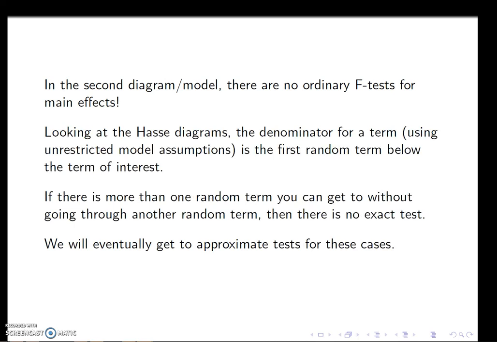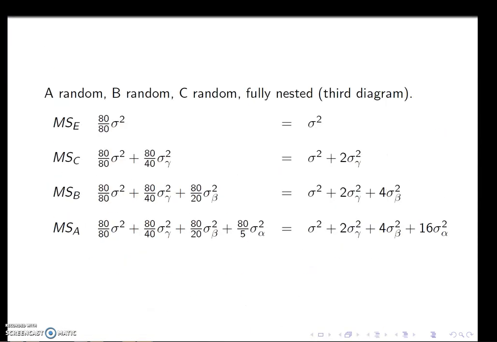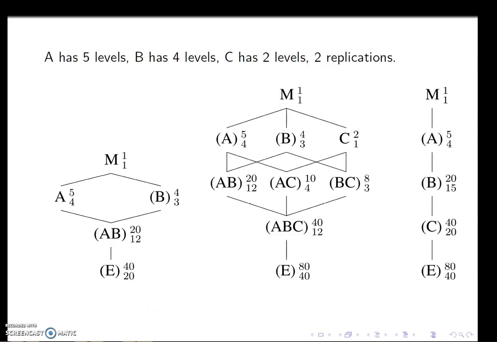But what I want to talk about is using the Hasse diagrams here, because we worked it out in theory without the Hasse diagrams, which I think is really essential to do first. But let's go back and look at that Hasse diagram. Gary mentions that the denominator for the term using the unrestricted model assumptions is the first random term below the term of interest. So let's go back to that model here. Okay, so the first random term below your model term of interest. We have a lot of slides to click through. Okay, so this one here in the middle.